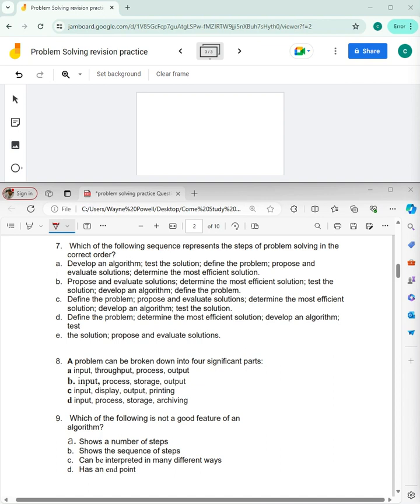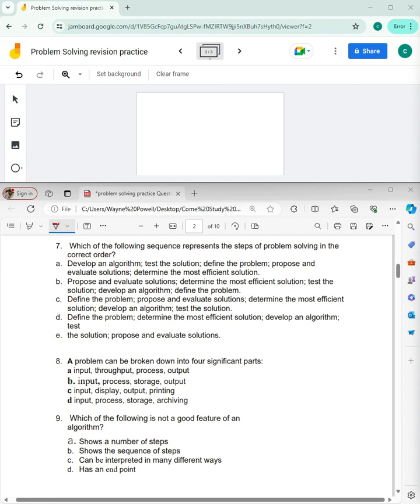Remember, we define the problem, we propose or evaluate solutions, we determine which of those is the most efficient solution, represent the solution as an algorithm, and then we test and validate the algorithm. So which one of these would be the correct answer?